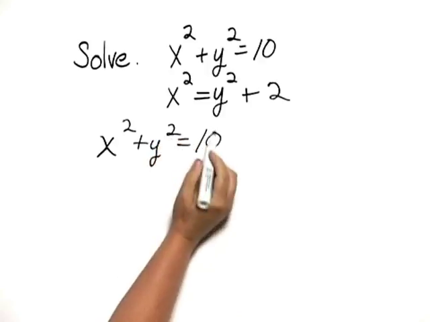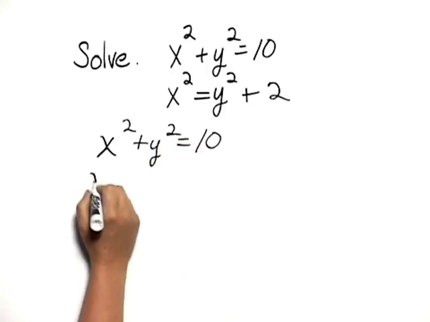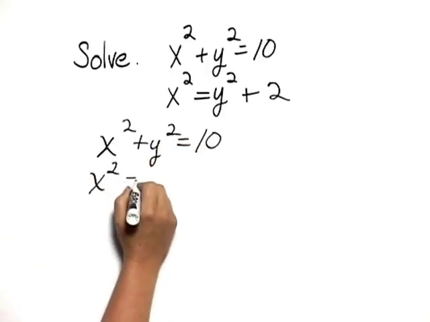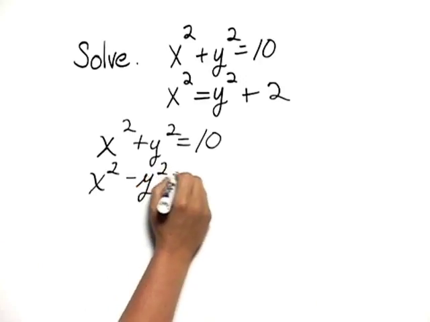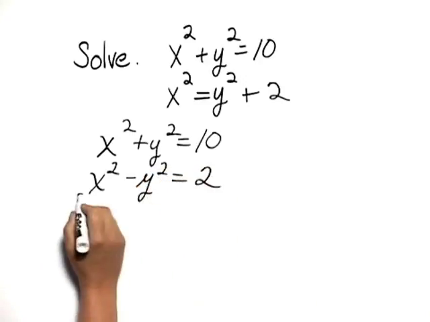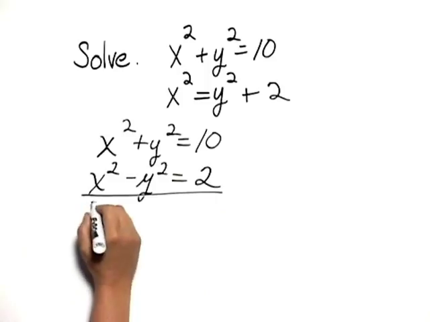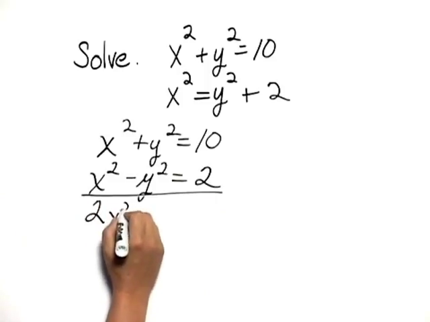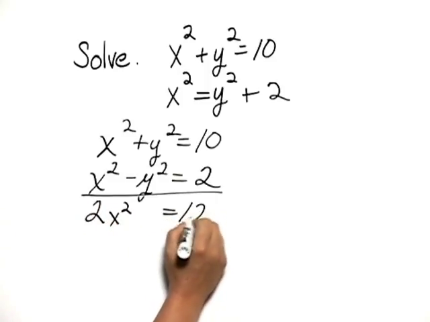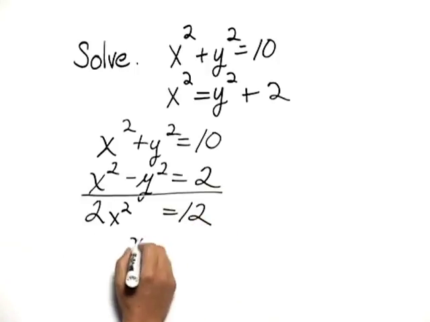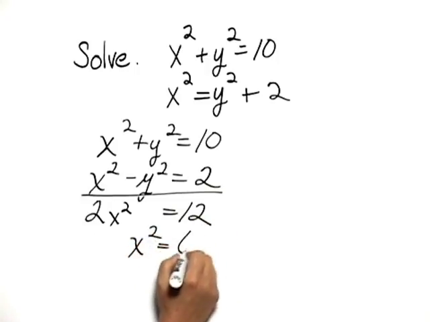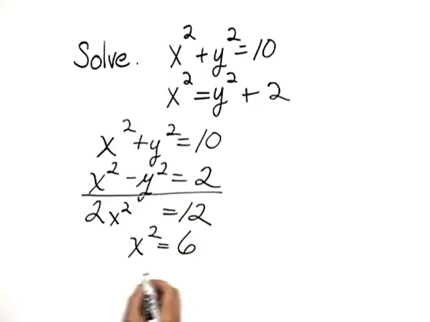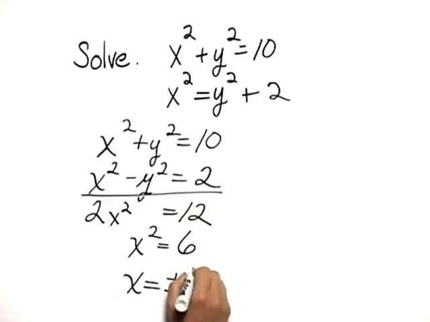And then for the second equation, we'll subtract y squared from both sides and get x squared minus y squared equals 2. When we add, that gives us 2x squared equals 12, or x squared equals 6. Using the principle of square roots, that gives us x equals plus or minus the square root of 6. Now this is two values of x.